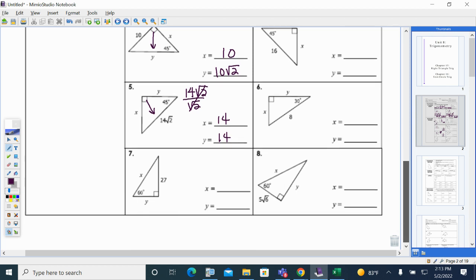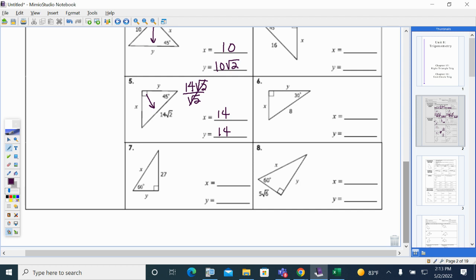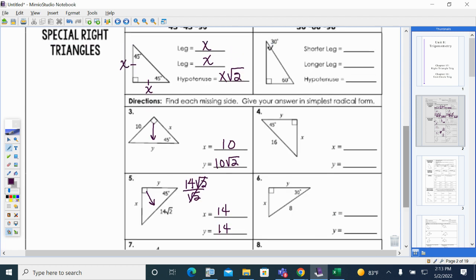Looking at example number 7, the 27 represents that long, actually, you know what, that's a 30, 60, 90. Let me jump to number 4. Number 4 is another 45, 45, 90. And 16 represents the hypotenuse. So to go from the hypotenuse to a leg, what we have to do is divide by the square root of 2. Now, we cannot leave this fraction looking like that because a radical is in the denominator.